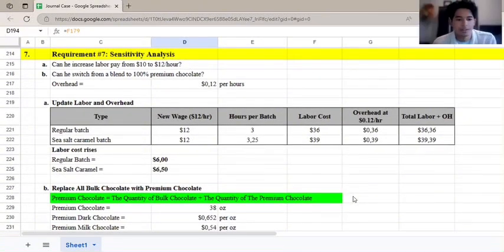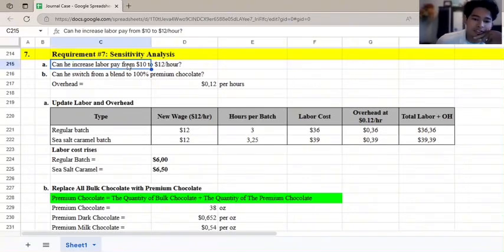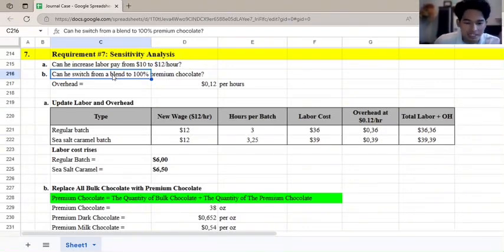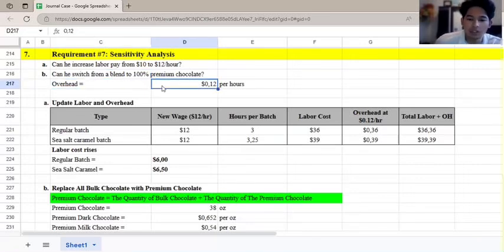Okay, so it's my turn to present requirement 7, which is about sensitivity analysis. From the journal, we know that in this requirement Thor, the owner of this company, wanted to increase the labor pay from $10 to $12 per hour, so an increase of $2. He also wanted to switch from a blend to 100% premium chocolate. So he wanted to change the bulk chocolate into all premium chocolate: milk using all premium chocolate, and dark chocolate using premium chocolate. Here, we're still using overhead of $0.12 per hour.